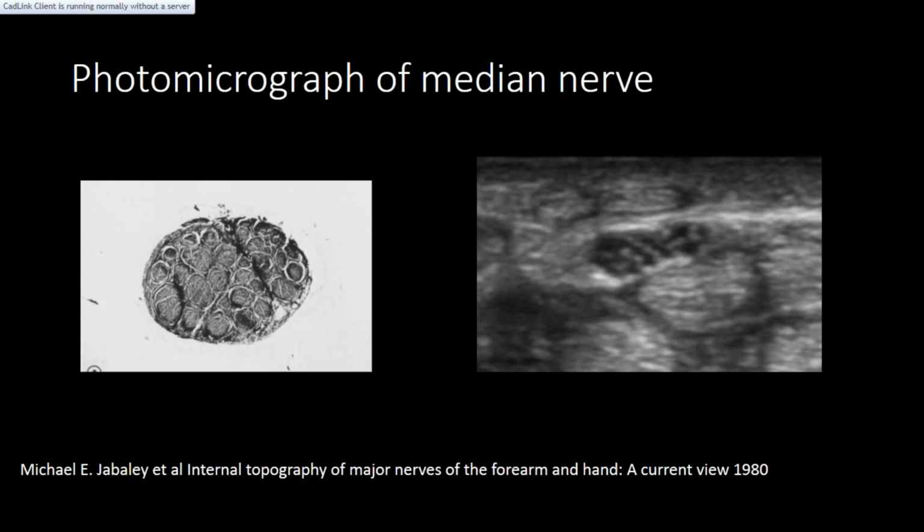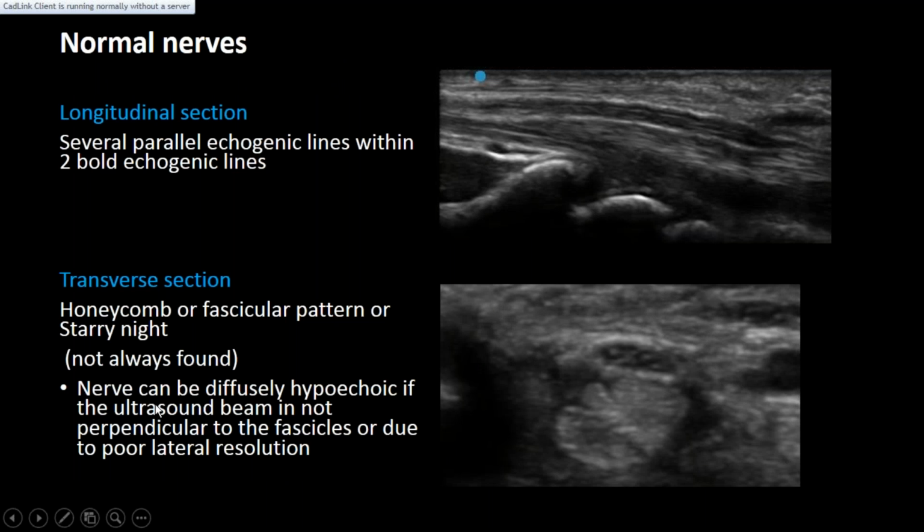Now on the left, you see a photomicrograph of median nerve, and you can see the fascicles very nice and clear. And on the right, I have an ultrasound image of a normal median nerve, and you can see the fascicular pattern here in the ultrasound imaging. So that's the basis of why we see fascicular or honeycomb appearance in a transverse section of the nerve. Because we are looking at the fascicles, and they are lined by connective tissue layer of perineurium.